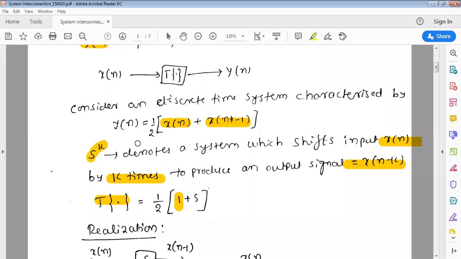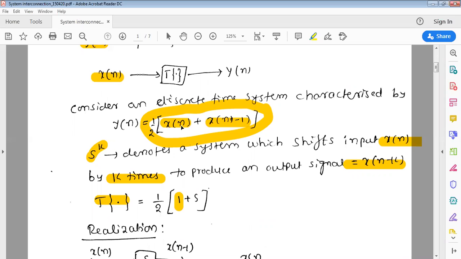When I want to design a system, I want to represent the entire thing by a system T. My input to the system is x of n only. The output of the system should give me half of x of n plus x of n minus 1. So I'll take 1 by 2 outside, it's a constant.